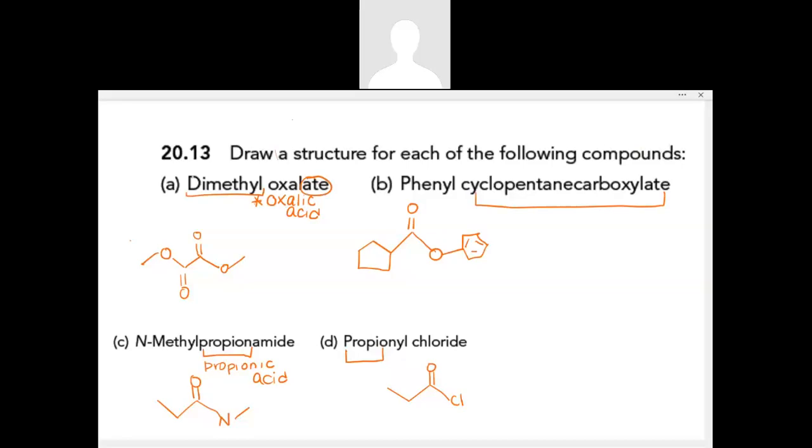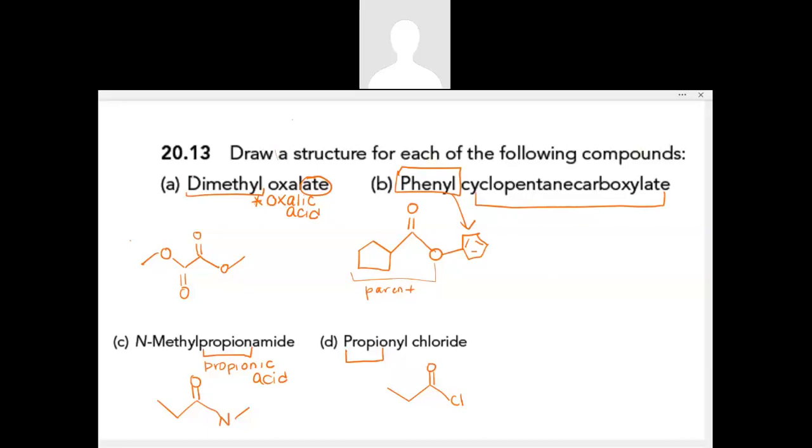Let's take a look at compound B, and the parent now is named cyclopentane carboxylic acid. So that's the structure that we see over here. Once again, if we know that's our parent, in this case cyclopentane carboxylate, we know that we're going to end again with an ester, and our alkyl group, instead of two methyl groups, is now going to be the phenyl group shown here. So again, we have our parent from our carboxylic acid, cyclopentane carboxylic acid. Instead, we have cyclopentane carboxylate, and then we add the phenyl.